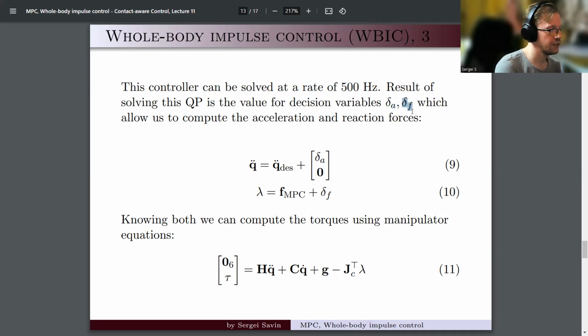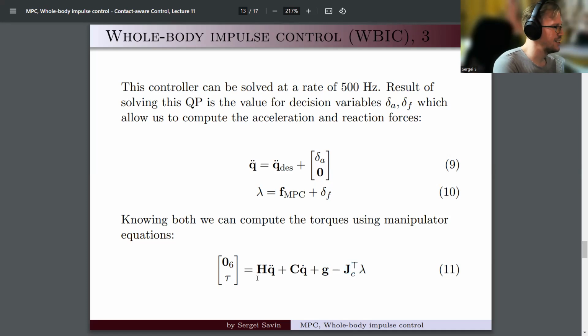When we solve, we get these adjustment variables. Now, with that, we can construct our actual acceleration and our actual reaction forces. Knowing them, we can compute tau from our manipulated equations. Because the manipulated equations are just, here's what used to be a left-hand side, here are our generalized reaction forces. We combine them, we get tau, right? So it's actually very easy.